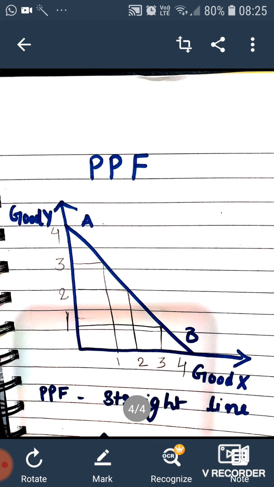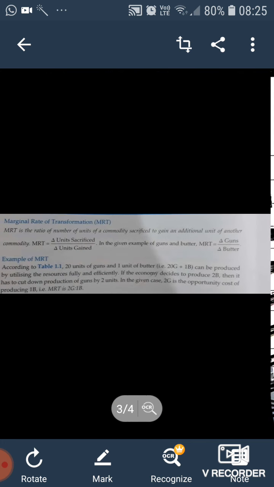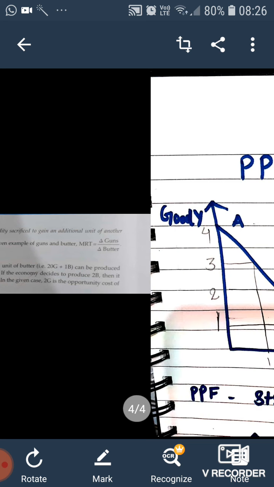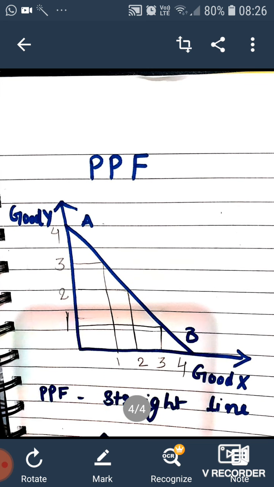This was not the case in the concave shape. There we were gaining only one additional unit, but we were sacrificing more and more. MRT was increasing, but in this case MRT, if you see, it remains constant. It is not increasing. That is why this is a straight line.